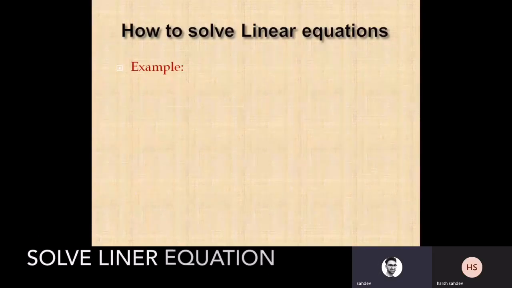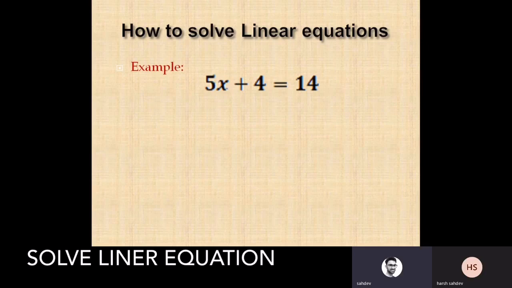Now to the next part, how to solve a linear equation. This is what we will be studying today, how to solve a linear equation. It is very simple, you have done it before also. Let's say this is a question, 5x plus 4 equals to 14.